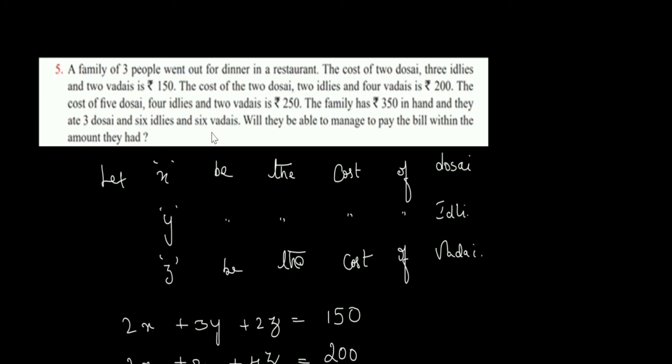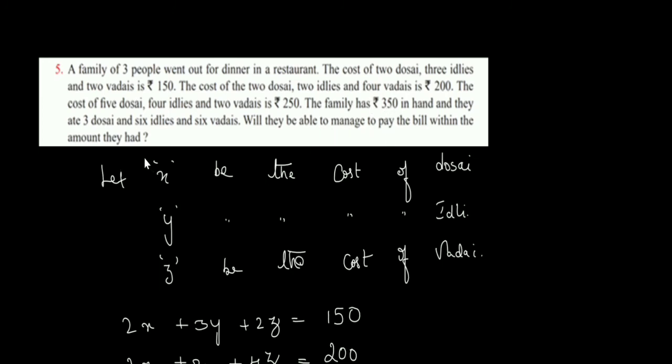So we have to find the cost of 1 dosai, 1 idli and 1 vadai. Then you have to multiply 3 into x, 6 into y plus 6 into z. You have to add all that and check whether the family can pay the bill or not.